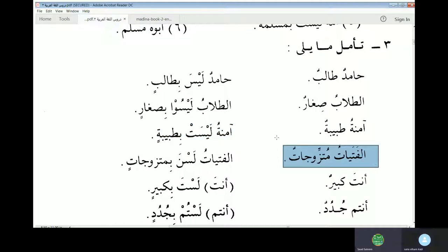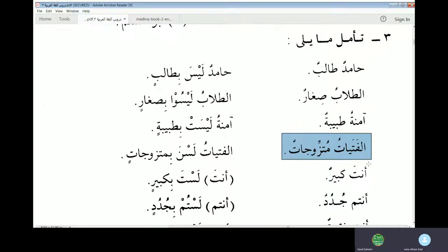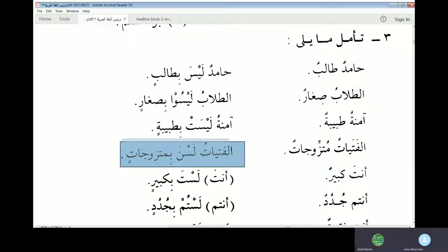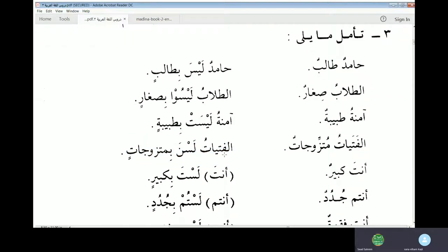Al fatayatu mutazawijatun. Al fatayat is nojwan ladkiyan. Young girls, okay. So the young girls are married, right? Are married. Al fatayatu lasna bi mutazawijatin. So the young girls are not married. Anta kabirun, you are big.